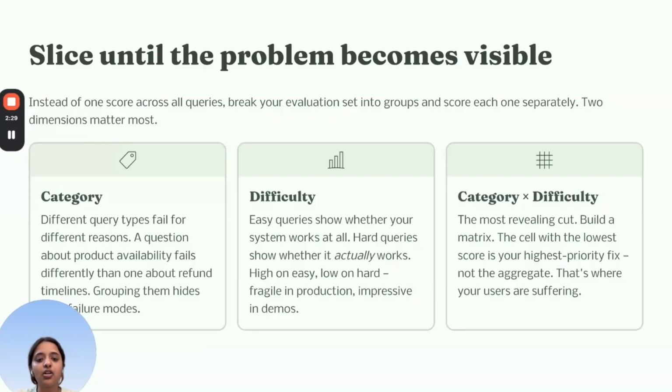Next comes difficulty. We are going to check whether complex questions are answered correctly, and easy questions are answered easily. How is it happening? So that when we push our model into production, it doesn't break over there. When we consider the combination of category and difficulty, both, I think that's what gives us the edge. That would be the most revealing and most insightful metric for us to look at. The cell with the lowest score is your highest priority fix, not the aggregate. Whichever one is visibly less, we are going to work on that.